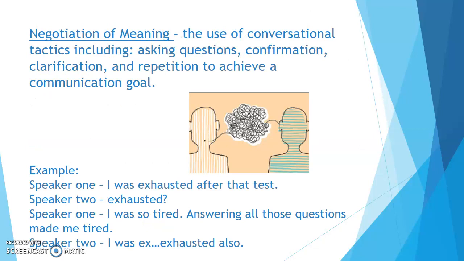Another core principle is negotiation of meaning. This fits into the interactionist perspective because this is where the learning takes place. So negotiation of meaning is the use of conversational tactics, including asking questions, confirmation, clarification, and repetition to achieve a communication goal. So this is something that we do naturally when we have a conversation.